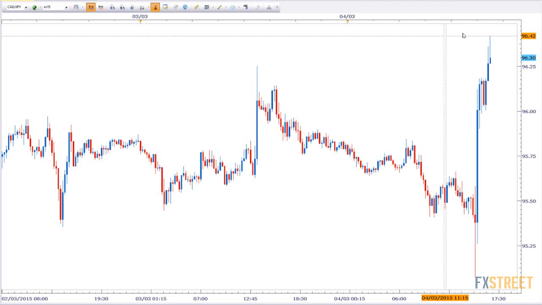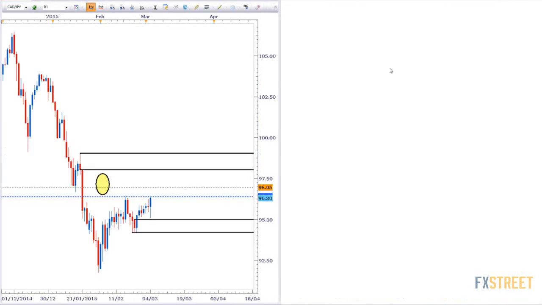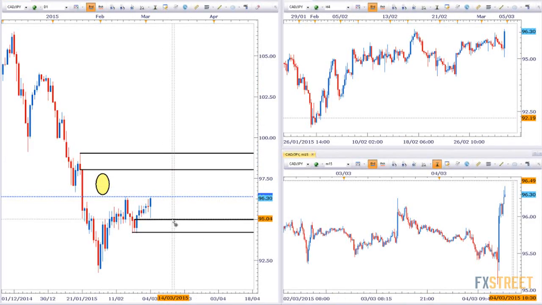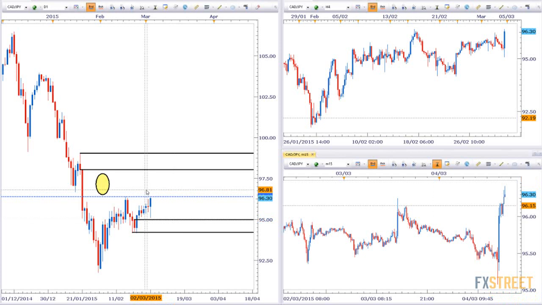Because if we fail to trade above 96.40, what are we going to do? We're probably going to fall back to this demand area around 95 again. So then I'm going to have to focus more on intraday shorts back to that area. So at the moment, swing trade-wise, there's not a lot.